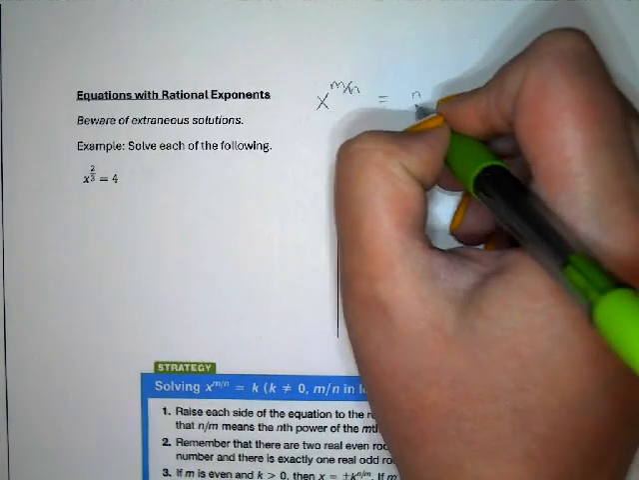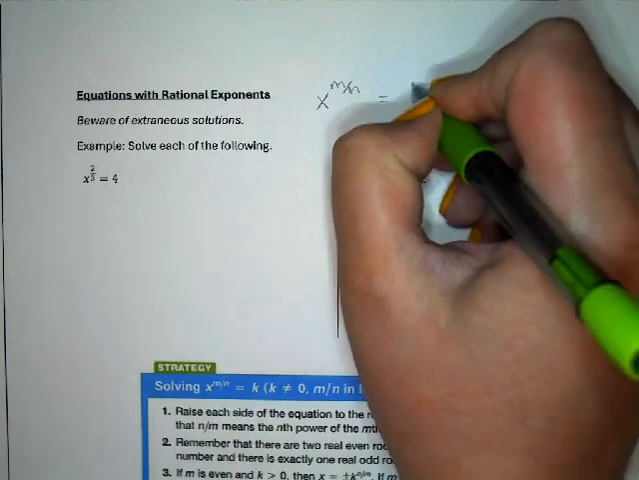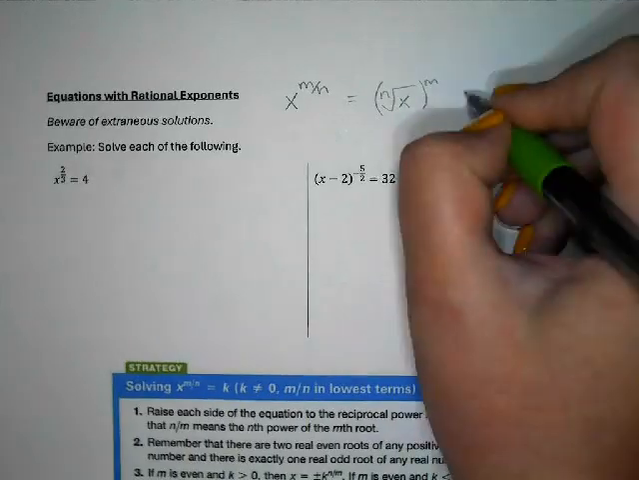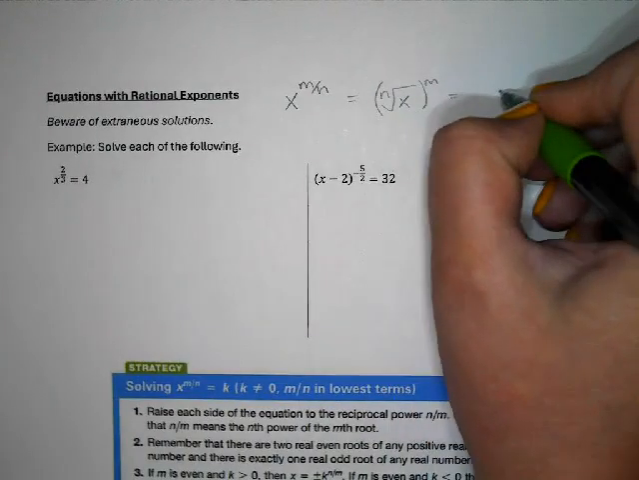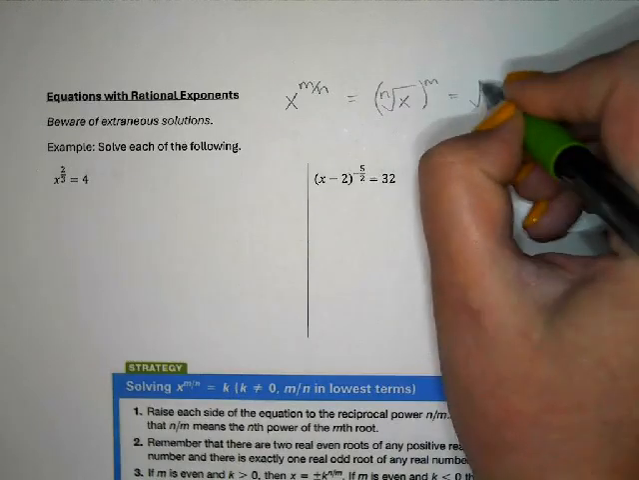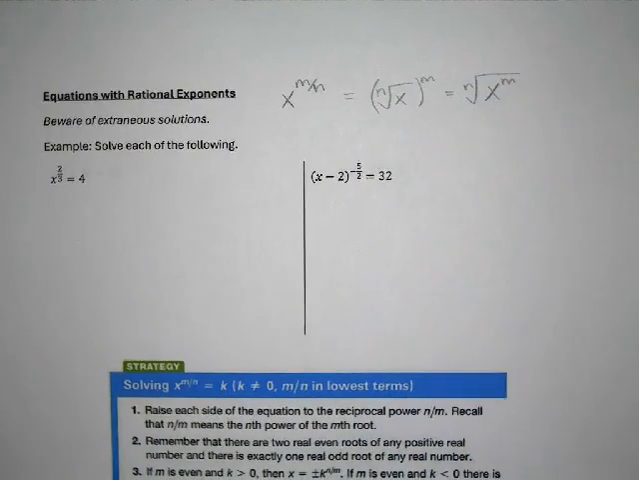Or you can also think of it as x raised to the mth power, and then you take the nth root of it. Two different ways of thinking about it. I tend to go back and forth between them, depending on which way would make my life easier when I'm solving the problem. So you can do it either way.